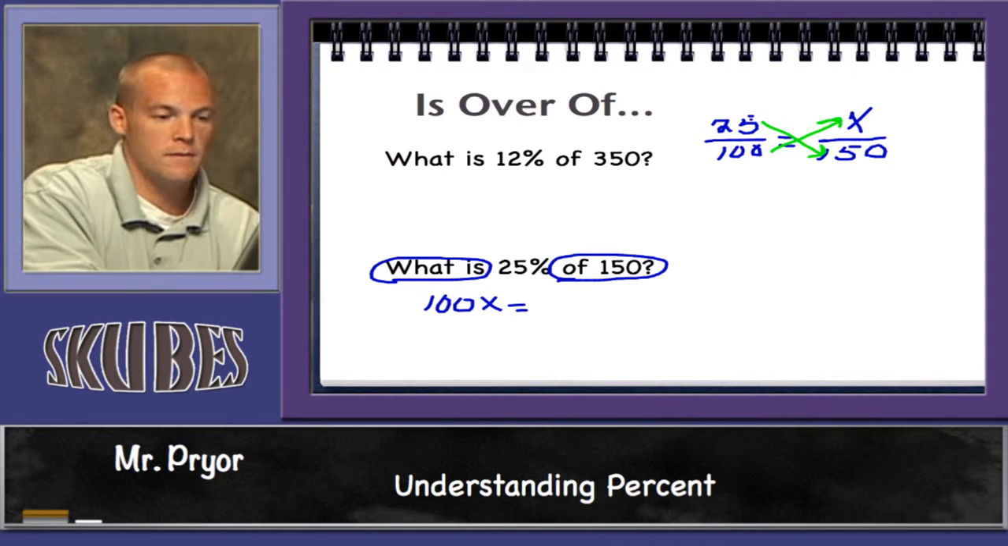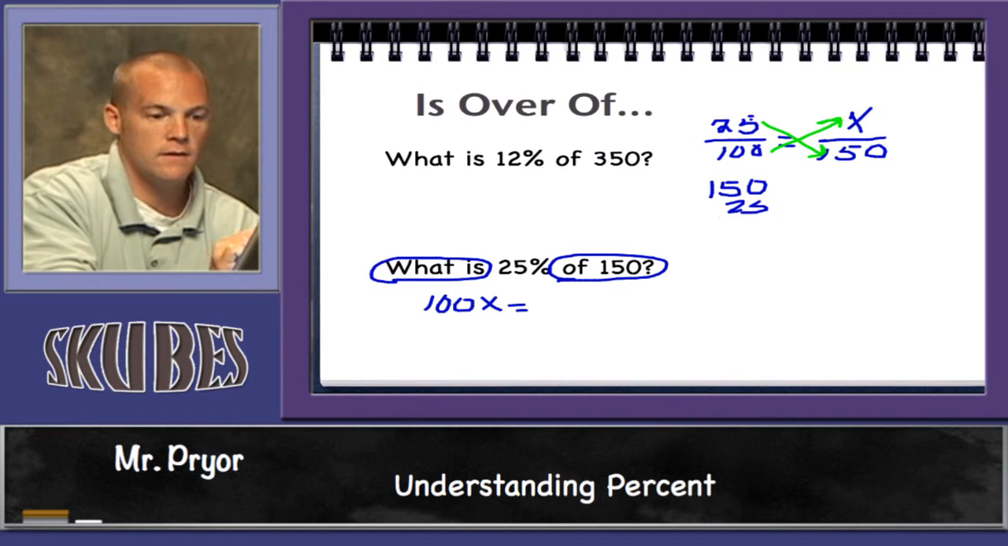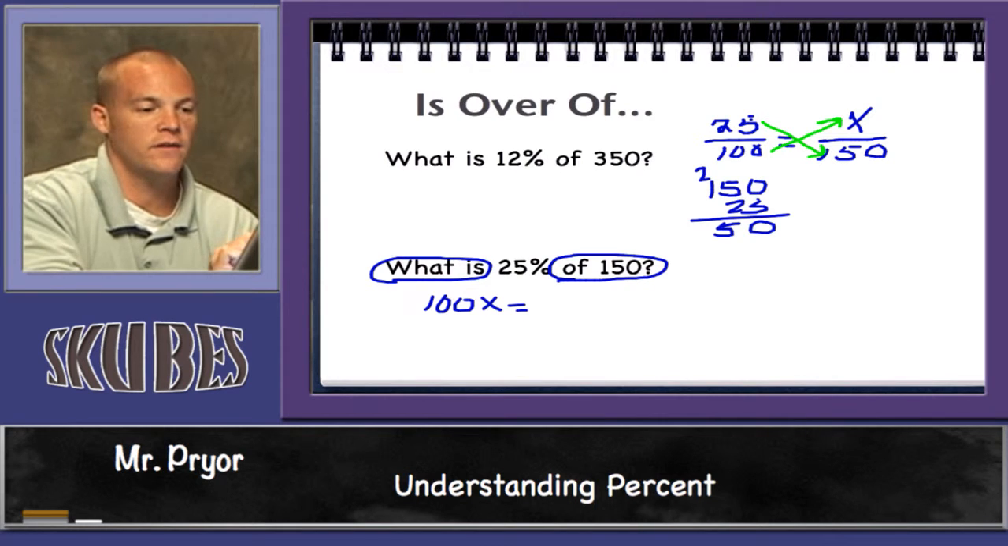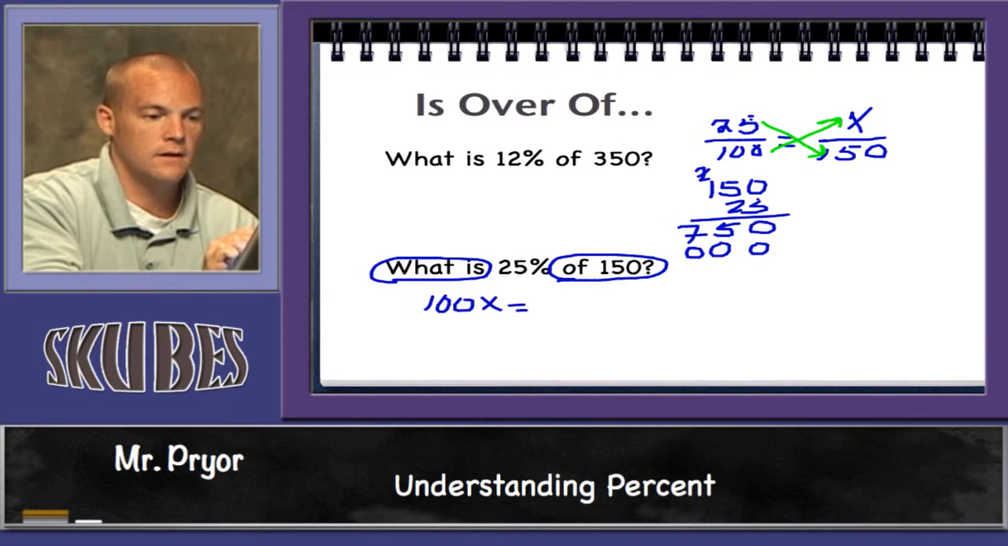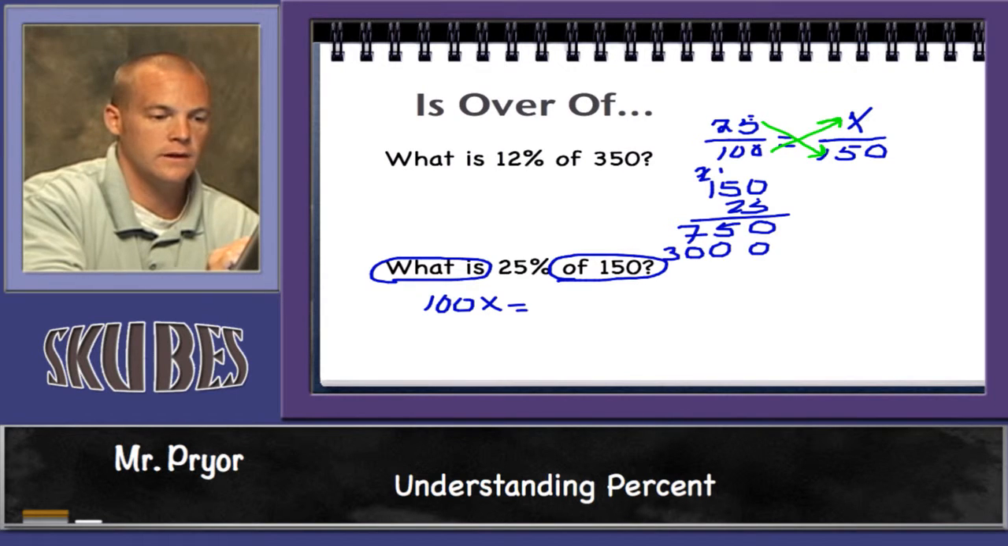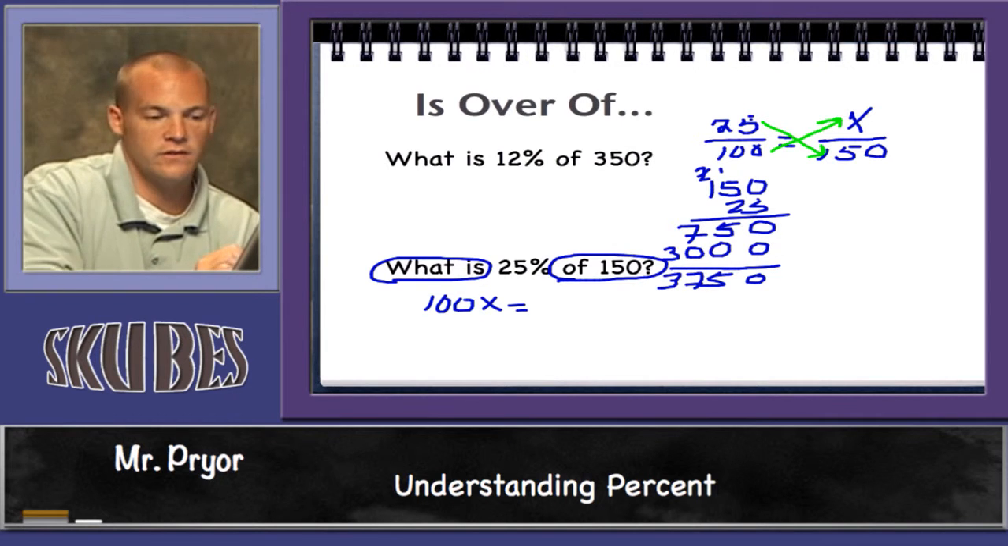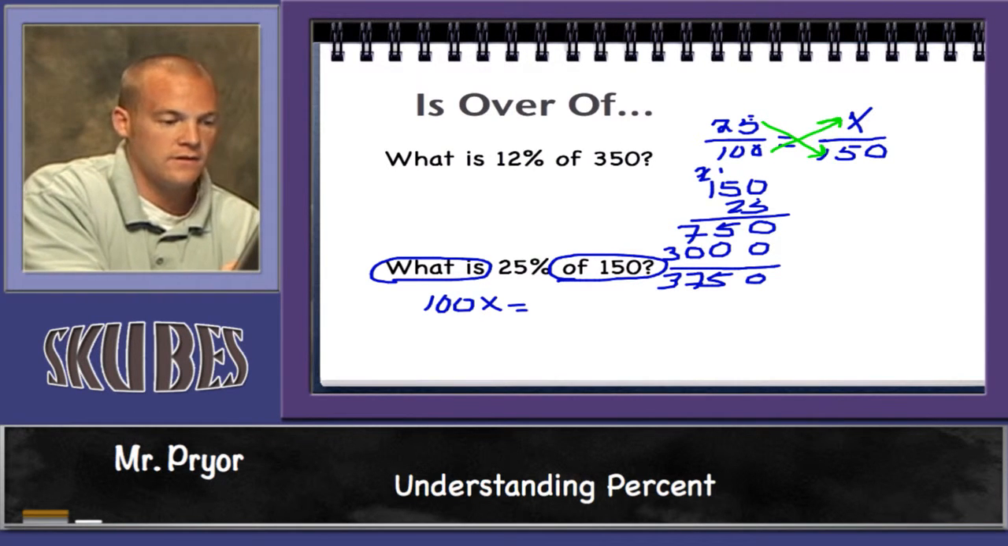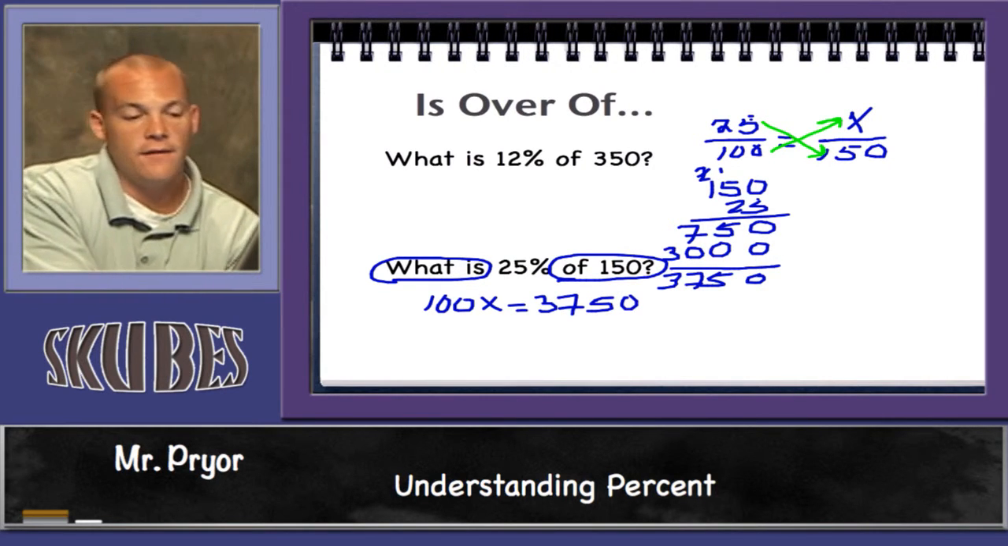All right, so a little bit more math to be done there. So we're going to do 150 times 25. So 5 times 0 is 0. 5 times 5 is 25. Going to carry the 2. 5 times 1 is 5 plus 2 is 7. Bring down a 0. 2 times 0 is 0. 2 times 5 is 10. Carry your 1. And 2 times 1 is 2 plus 1 is 3. So we add those up, and pretty easy addition there because of all those zeros. We end up with 3,750.